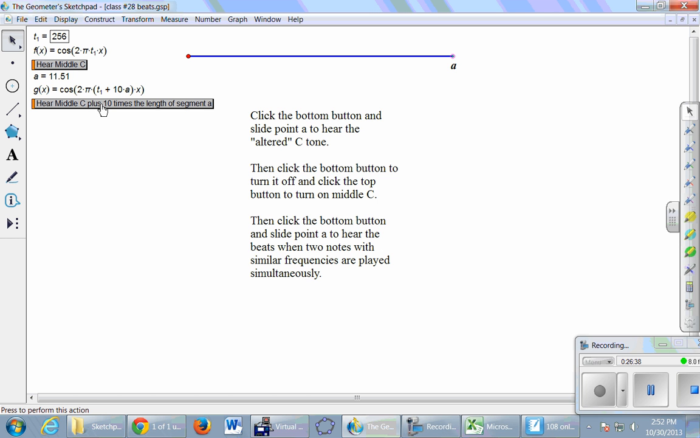Okay, so we've got those two of them together. Again, one more time, I don't know if we can hear it from far away, but middle C and then middle C plus. And as I make this thing smaller, you're going to hear this plus get lower. And it's getting closer and closer to middle C. So here's the altered middle C, and then here's middle C. So they're not too far apart from each other.